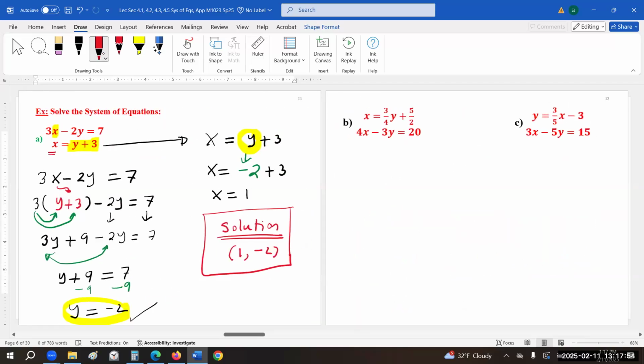So I have 2 examples with fractions. Try them. Are they the same? No, they're different. Try them and let me take the attendance. You don't have to work alone. You can work with your neighbors.